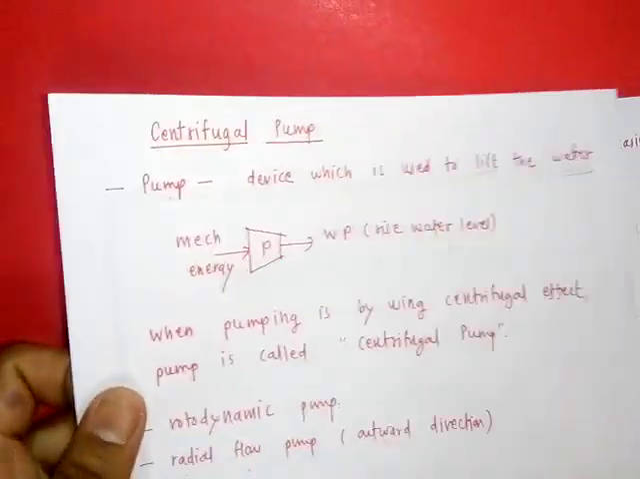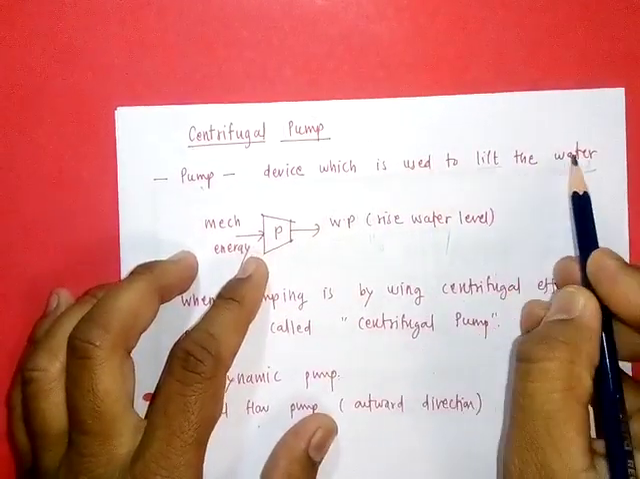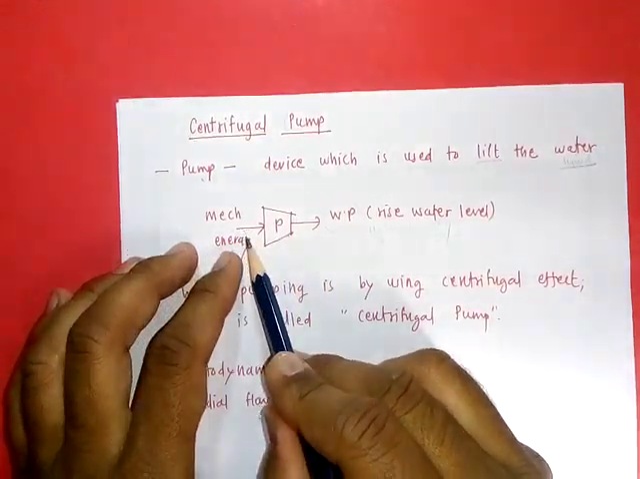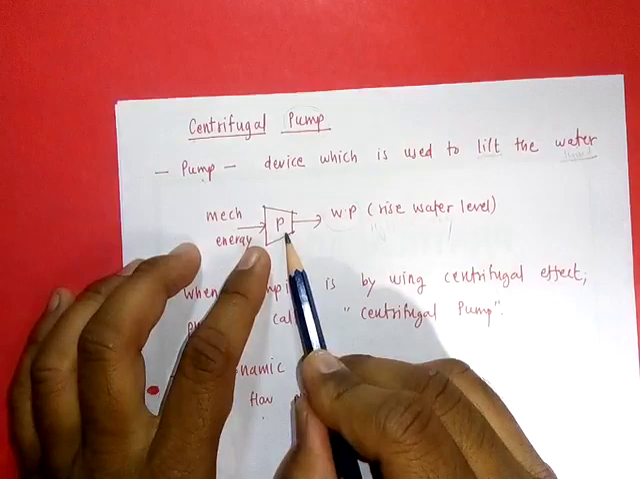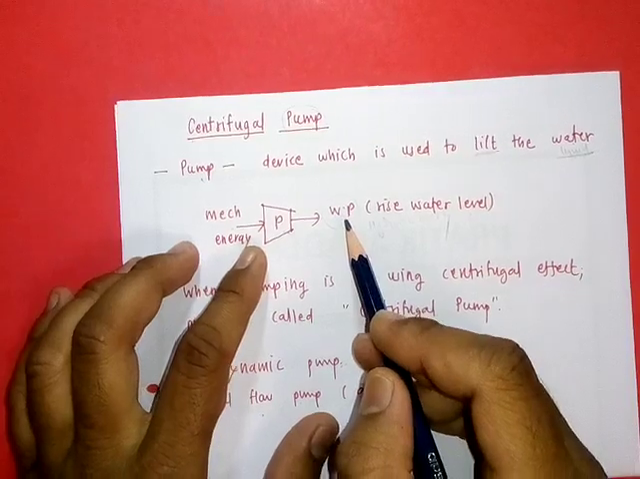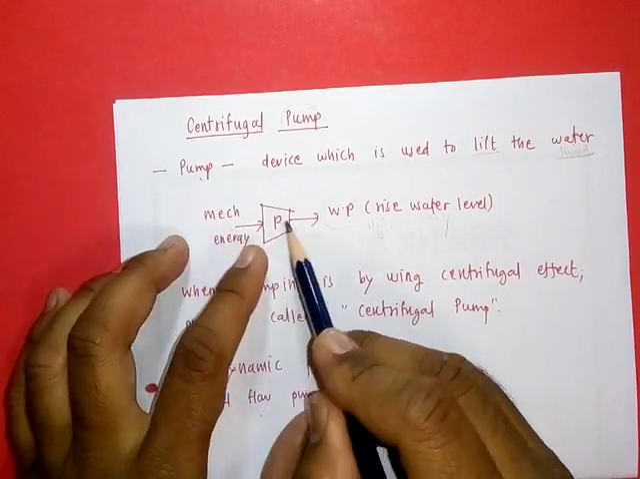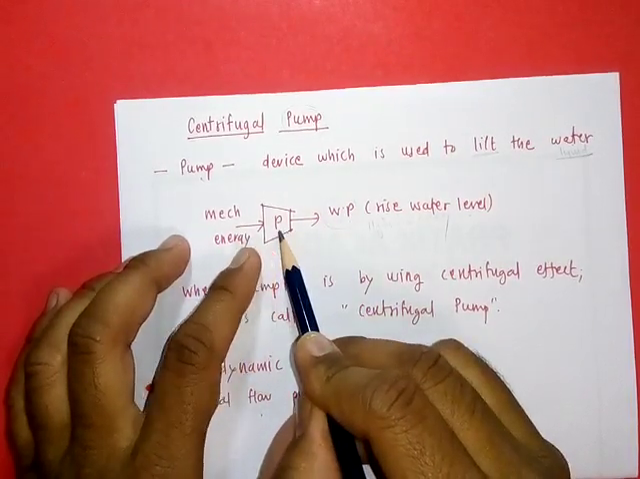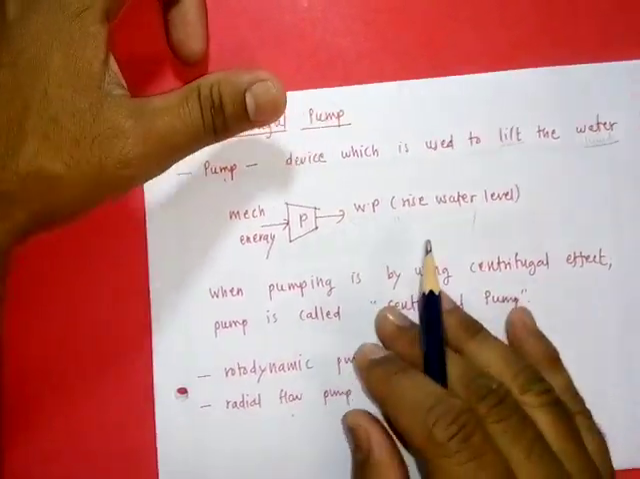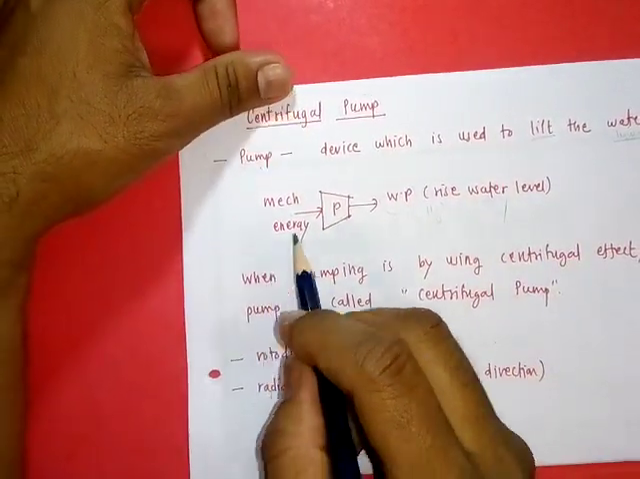Okay. So what is a pump? A pump is a device which is used to lift water. In a pump we are using mechanical energy as an input to raise the water level. That means we are increasing the energy of water in the pump. So we are converting mechanical energy into hydraulic energy by using a pump. The main purpose of a pump is to raise the water level or to increase the potential energy of water.